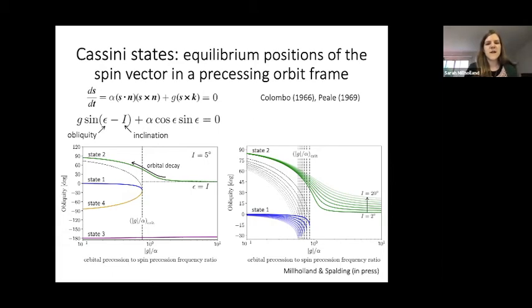So if this ratio G over alpha is out here, beyond unity, then state 2 is the only state that the planet can occupy, which forces the obliquity to be at least the inclination or greater than that. And once the obliquity is forced to this non-zero value, that causes dissipation in the planet, which leads to orbital decay. And orbital decay tends to decrease this ratio G over alpha, which then increases the obliquity and leads to even more orbital decay. So this is sort of a runaway process.